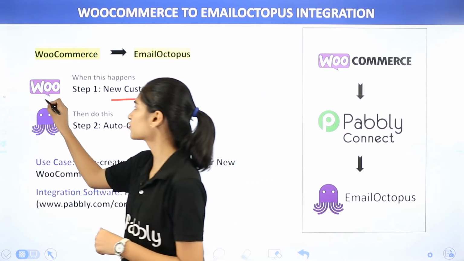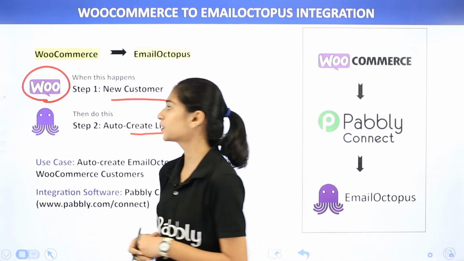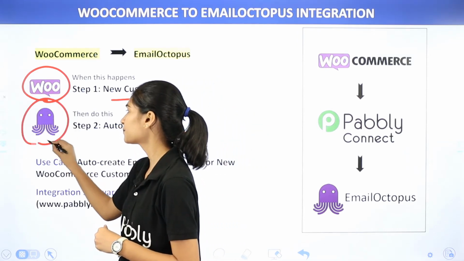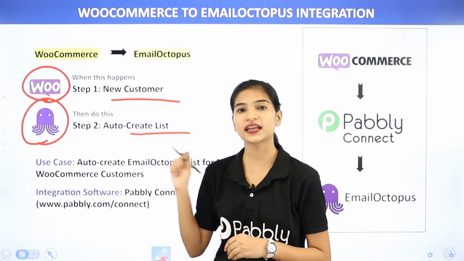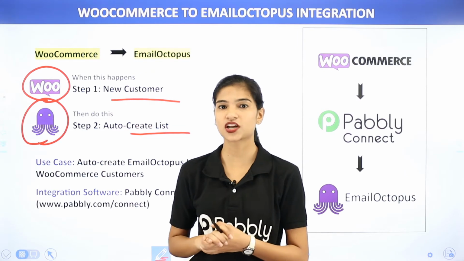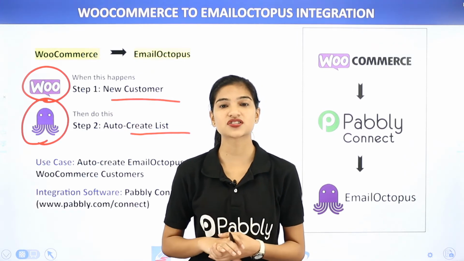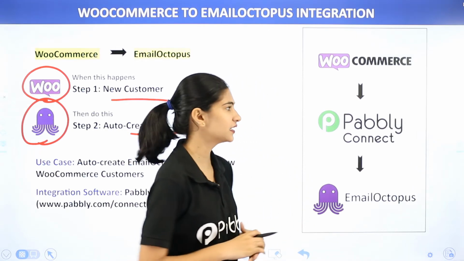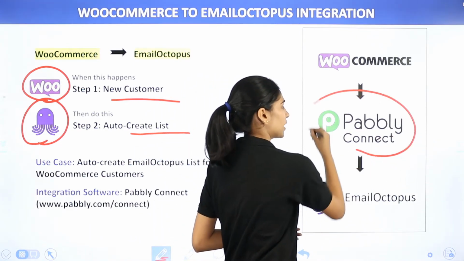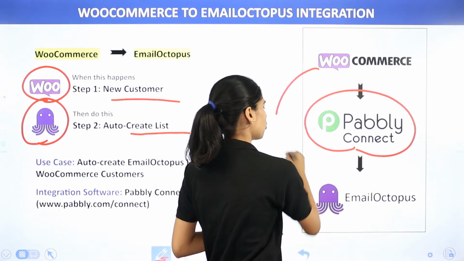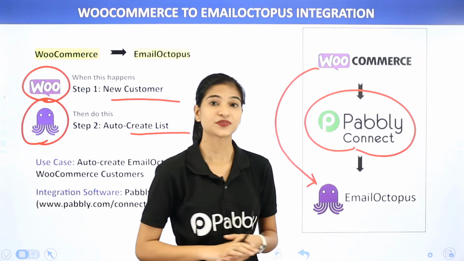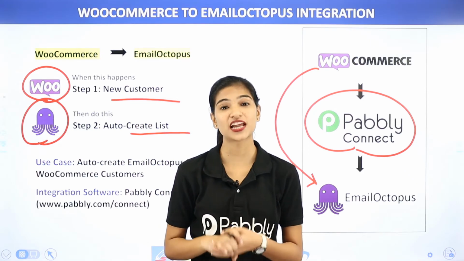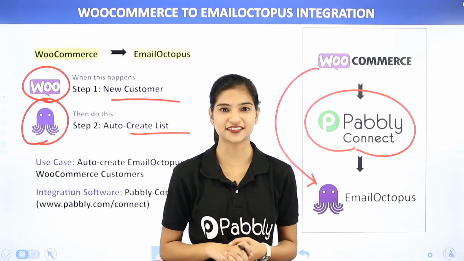So WooCommerce is a software application where you can set up your online store, whereas Email Octopus is an email marketing software. Although WooCommerce and Email Octopus have some native integration between them, this integration has certain limitations, and that is why we are going to use Pabbly Connect. Pabbly Connect is going to help us to transfer data from WooCommerce to Email Octopus. The best part here is you don't require any knowledge of coding. So let me show you this on my screen.